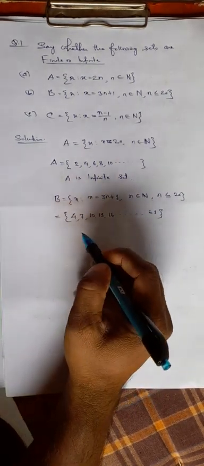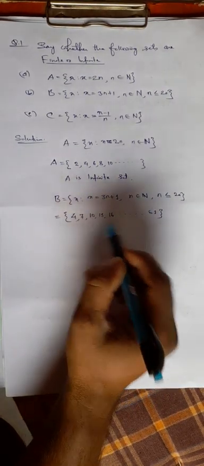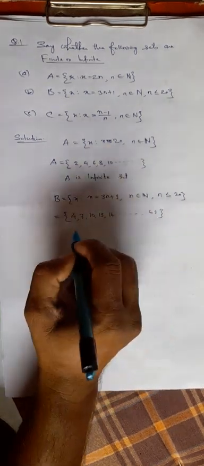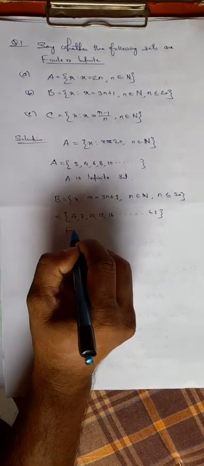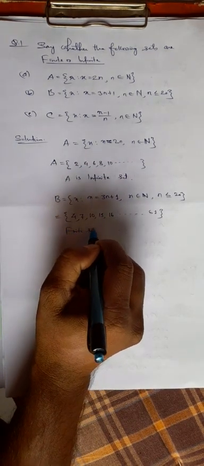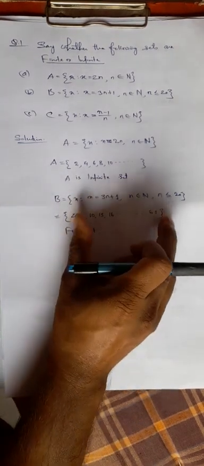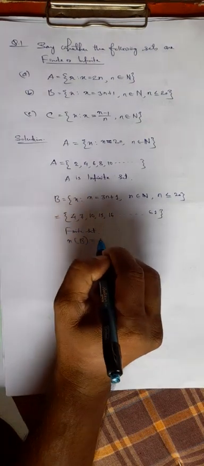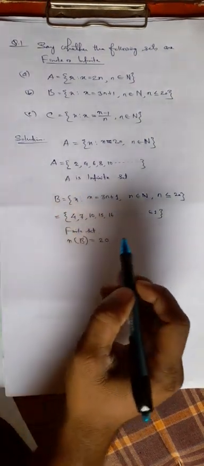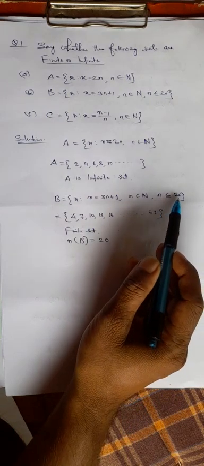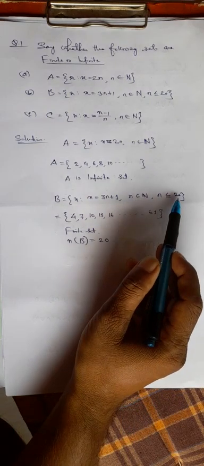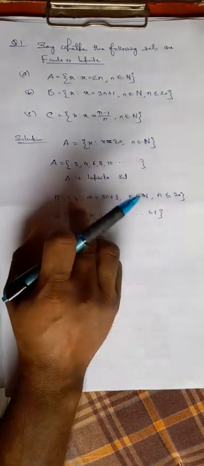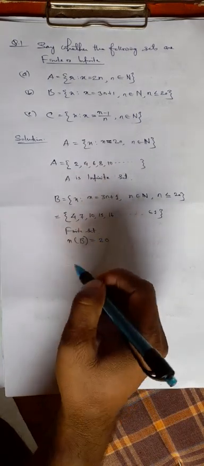So it's a finite set, right? From 4 to 61, you will get the elements in between. It's countable, so it's a finite set. How many elements are there in this set? The cardinal value of this set is 20. There will be 20 elements in this set, right? Starting from 1 to 20, if you put the values of n here, you will get 20 values of x. So the cardinal value of this set is 20. It's a finite set.